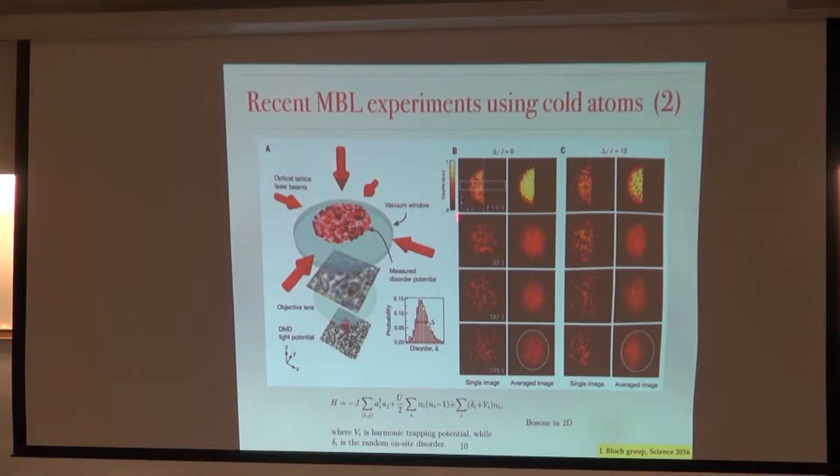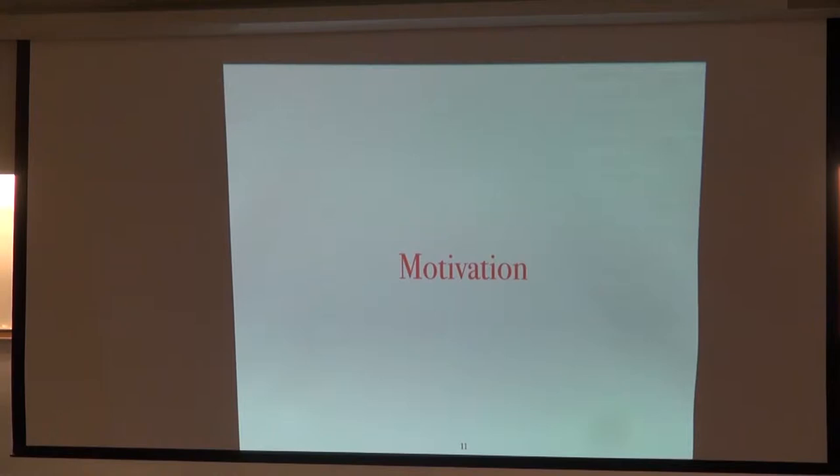So this panel tells us that with no disorder present, this initial state evolved into a more or less homogeneous final state. But with disorder turned on, there's some memory of the initial state, meaning the left part still has some more population than the right part. So these are two of the most interesting cold atom experiments. Of course, we also have the experiments in ion traps by Chris Monroe's group.